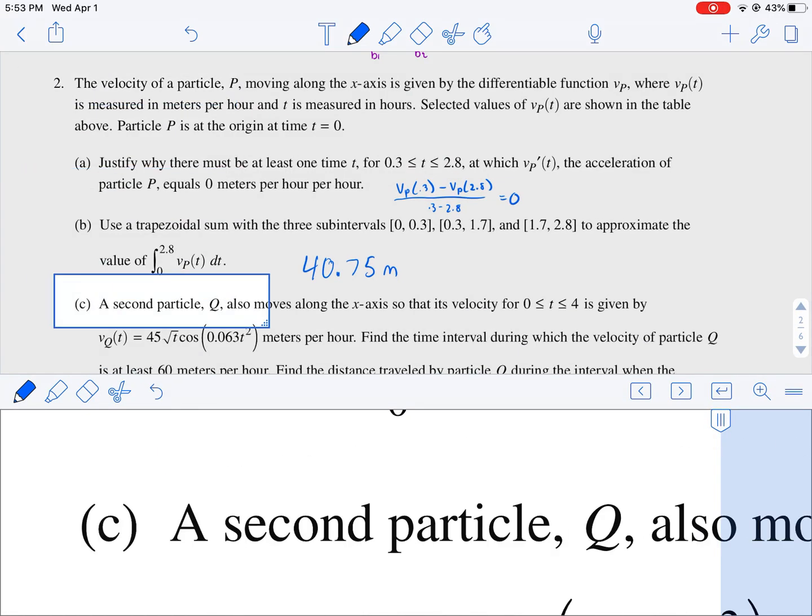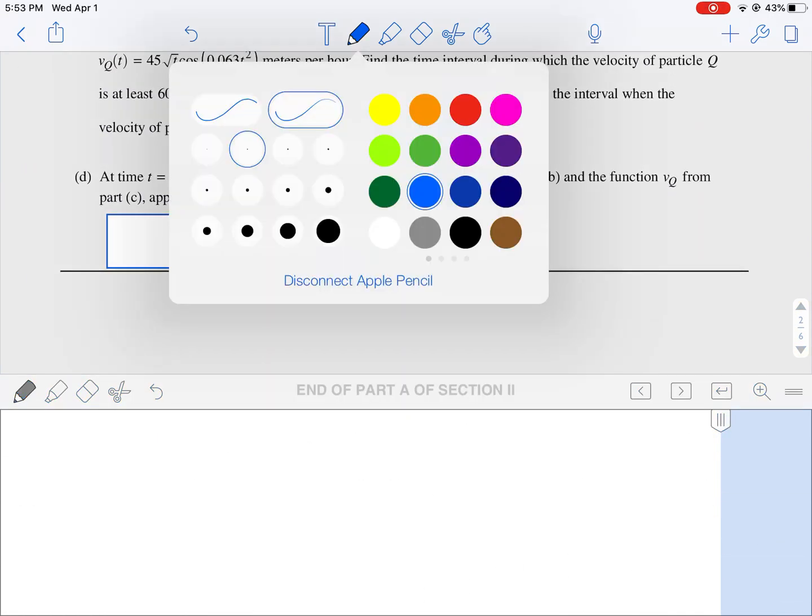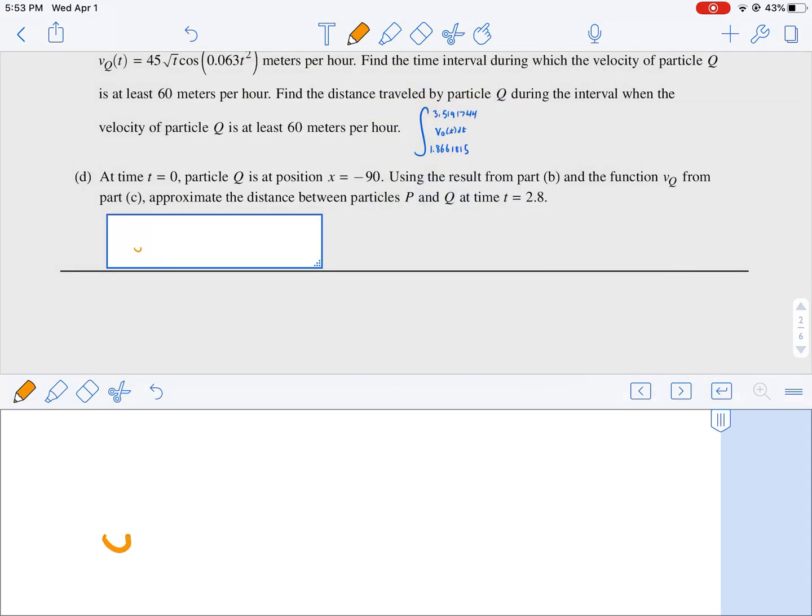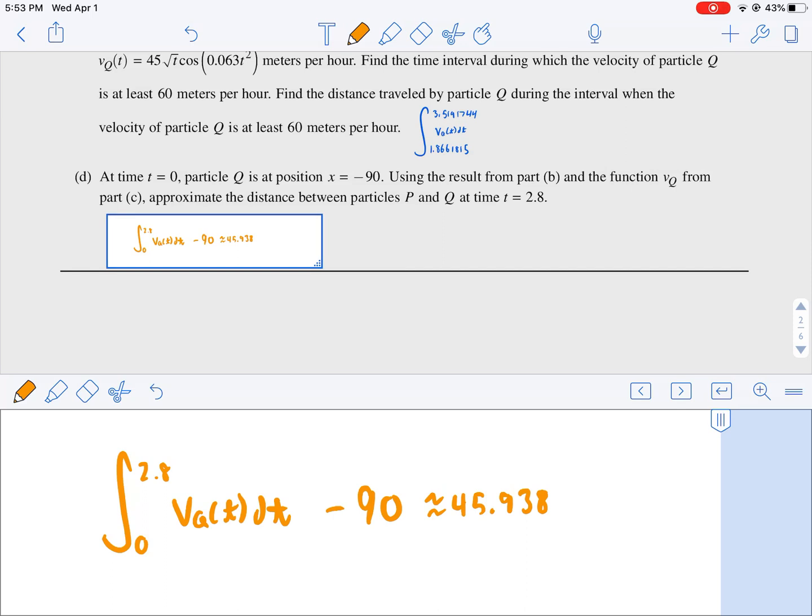So remember, to find position, its displacement, which is the integral of velocity. So we do the integral from 0 to 2.8 of v sub q of t dt, and then plus the initial position, but the initial position here is negative 90, so minus 90. So that's displacement plus initial position gives you position, and you end up with approximately 45.938, and then subtract that with your answer to B to know how far apart the two particles are, which ends up being 5.188 meters approximately.